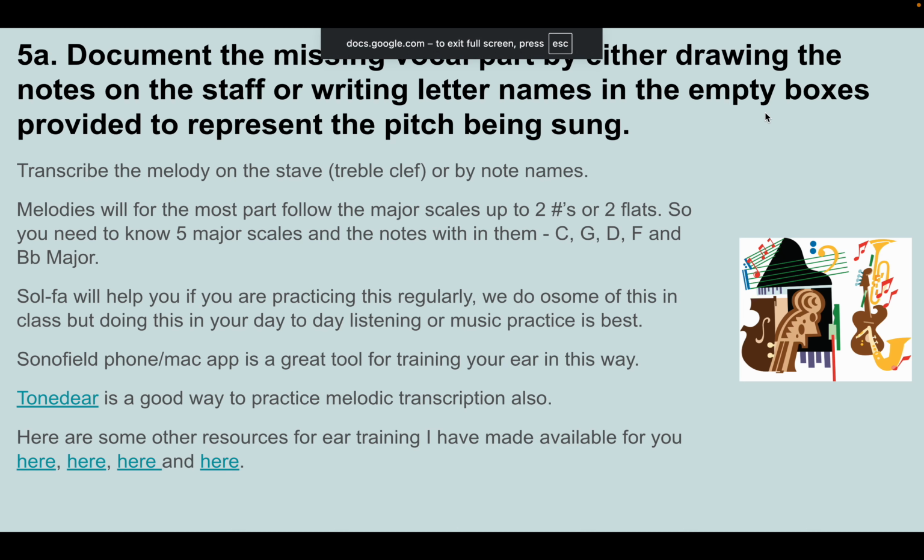It'll be a melodic transcription. So you'll either need to transcribe the melody on a treble clef or by note names. Melodies will be, for the most part, following the major scale. I say for the most part because last year in the VCAA exam, they used the major scale melody, but there was one note that was from outside of the scale. So we do have to be aware that they can use that.